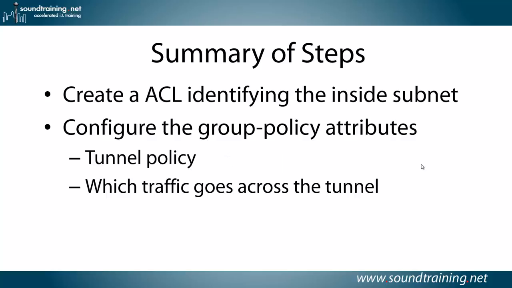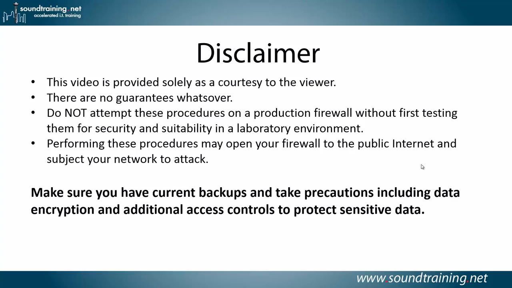Here's a summary of the steps. There's not many. It's pretty simple. After you've created the VPN, you'll create an access control list to identify the inside subnet. You'll configure the group policy attributes, which include the tunnel policy mode, and then you'll also identify which traffic goes across the tunnel. So as I said, there's not a lot to it.